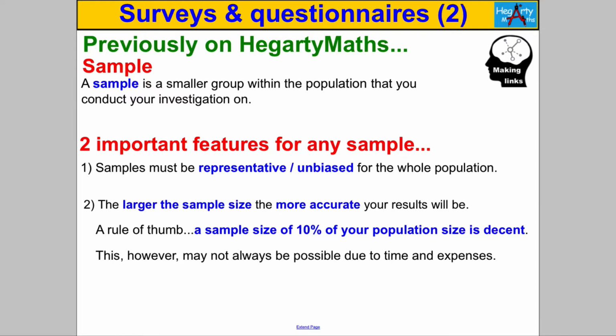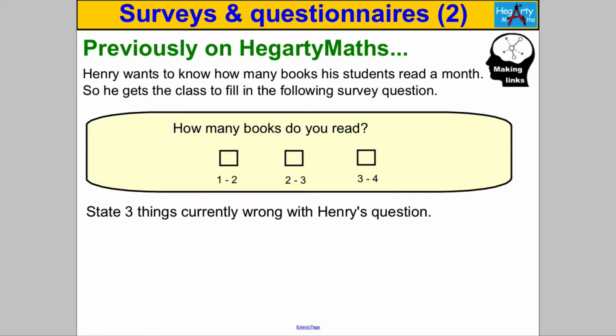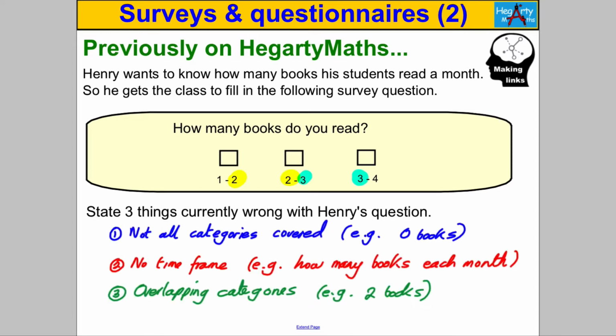Okay, the next question we did in the last video was something of the following nature. So pause the video and double check you can remember the common things wrong with a question. Well, the three things wrong with Henry's question here were that not all categories were covered. What if you've read 0 books or more than 4? There was no time frame in the question.